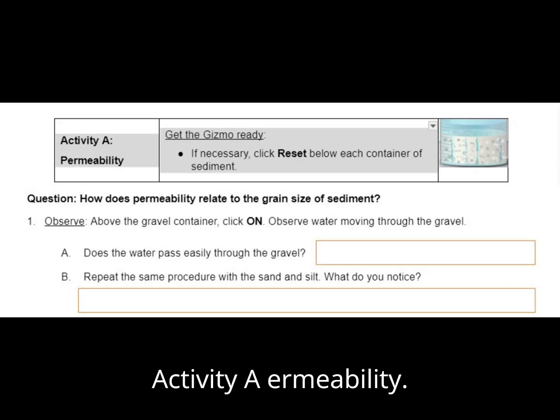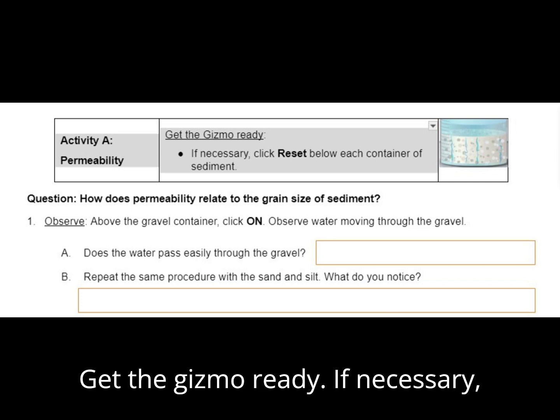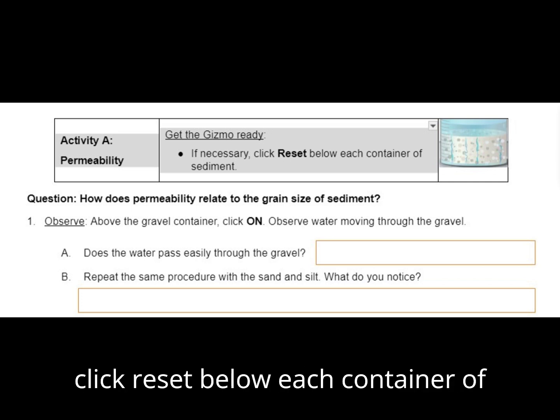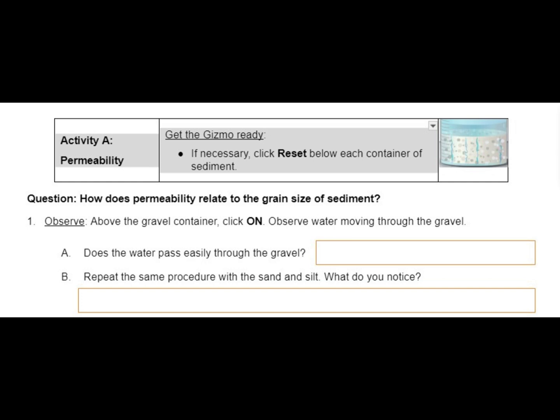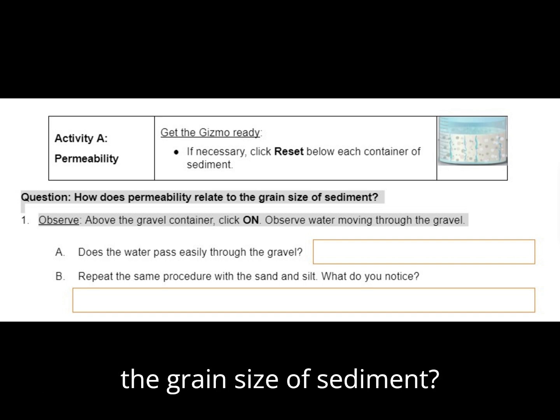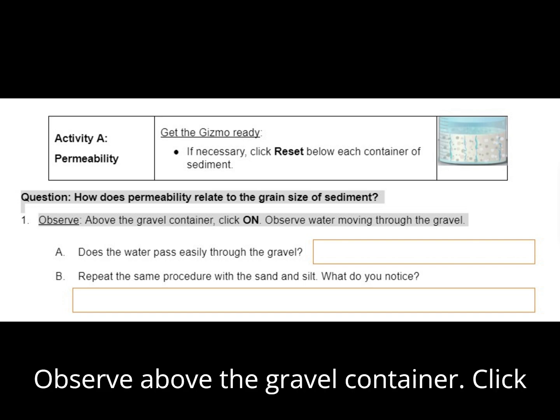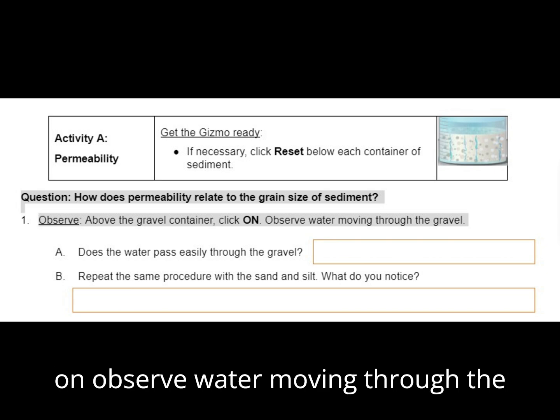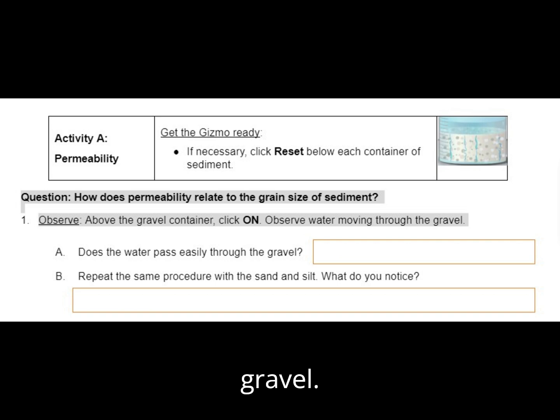Activity A, Permeability. Get the Gizmo ready. If necessary, click Reset below each container of sediment. Question: how does permeability relate to the grain size of sediment? Observe. Above the gravel container, click on. Observe water moving through the gravel.